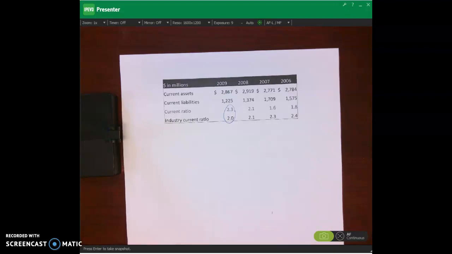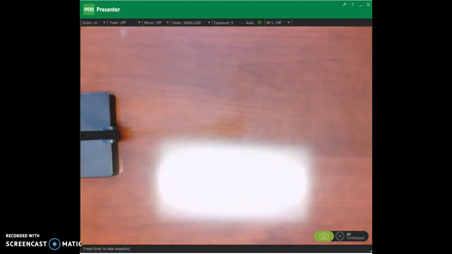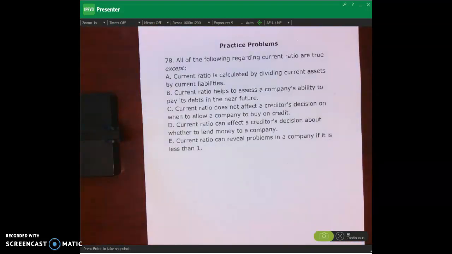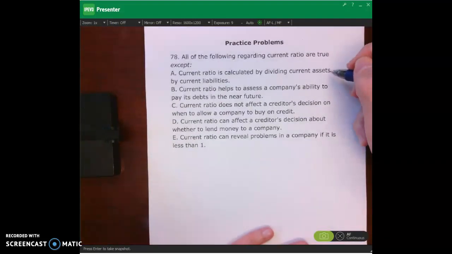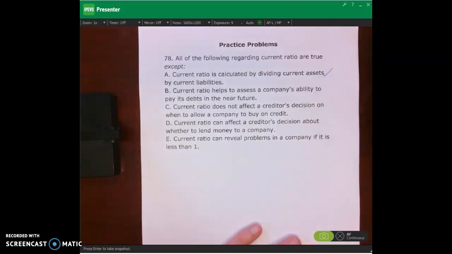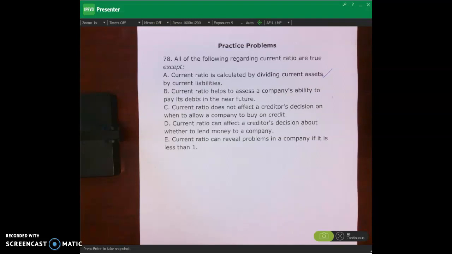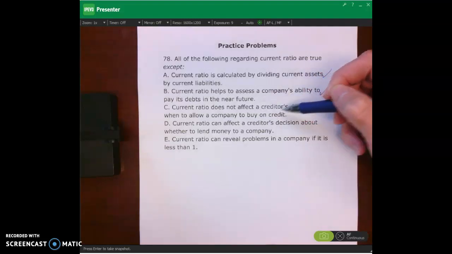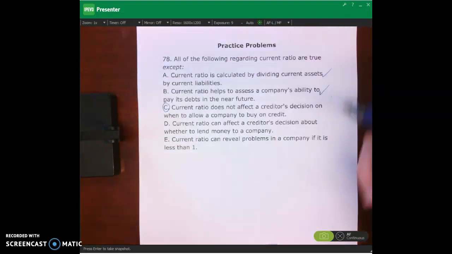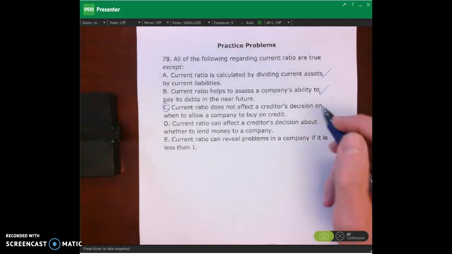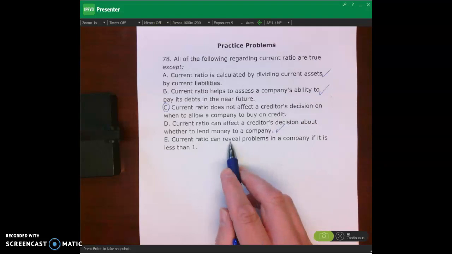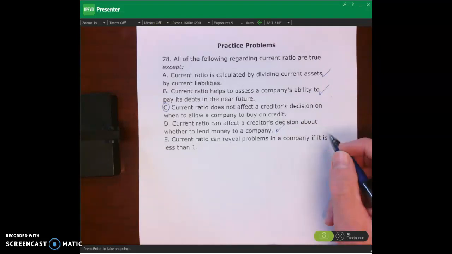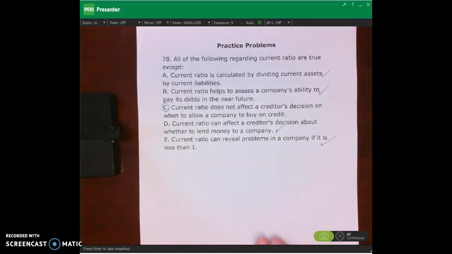So let's look at page 83, where we have a practice problem. It says all of the following are true except what? The current ratio is calculated by dividing current assets by current liabilities. That is true. Current ratio helps to assess a company's ability to pay its debts. Yes. The current ratio does not affect a creditor's decision. Yes, it does, so that's not correct. The current ratio can affect a creditor's decision about whether to lend money to a company. Yes. And it can reveal problems if it's less than 1. That means current liabilities exceed current assets, and that's a problem. So that is also true. The one that's false is C.